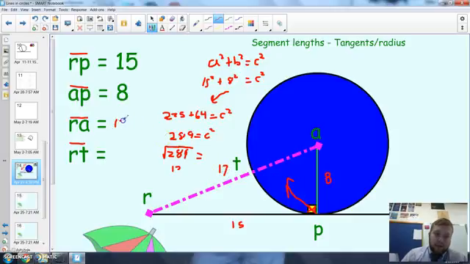It is 17. Alright. Now it says, what's RT? What's RT?